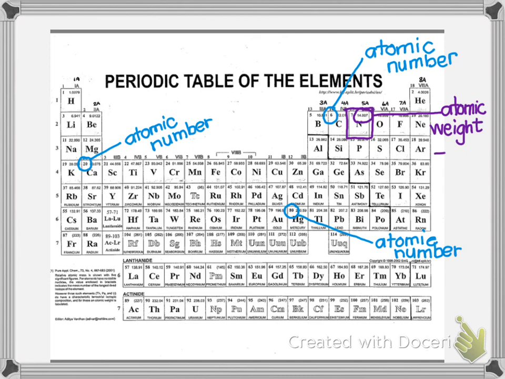This is not the mass number. The mass number, and we'll do an example of a problem, is equal to the protons plus the neutrons. It's a whole number. Later in the chapter we will see how these two things are related, the mass number and the atomic weight, but they are not the same thing.